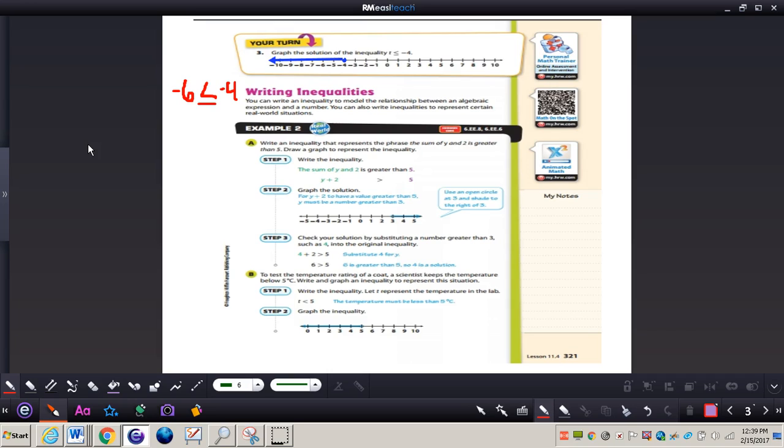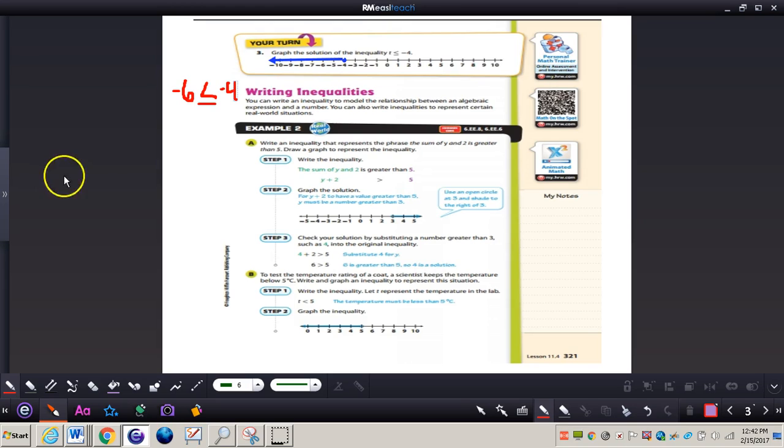So we have the sum of y and 2 is greater than 5. So we're taking a look at the sum of y and 2. We know the sum is addition. So we have y plus 2, and then we have greater than. Okay, so we have that alligator's mouth open up to y plus 2, and then we have our 5 there. Now let's take a look at graphing the solution. So for y plus 2 to have a value greater than 5, y must be a number greater than 3. Why does it need to be greater than 3? Because 3 plus 2 equals 5, so it has to be greater than 3.